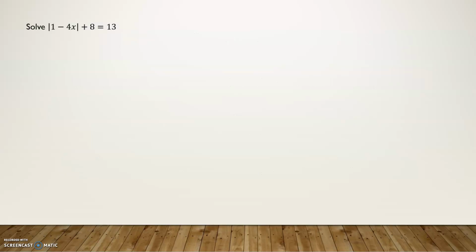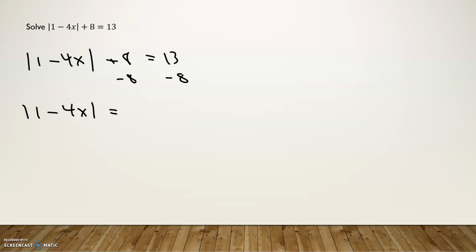Okay, so let's look at this right here. Number 1, we're going to isolate the absolute value. So the absolute value of 1 minus 4x plus 8 equals 13. We'll get rid of that 8. So the absolute value of 1 minus 4x is equal to 5. And then what we're going to do is break this up, now that this is isolated, into 1 minus 4x equals 5, or 1 minus 4x is equal to negative 5, and solve both equations.